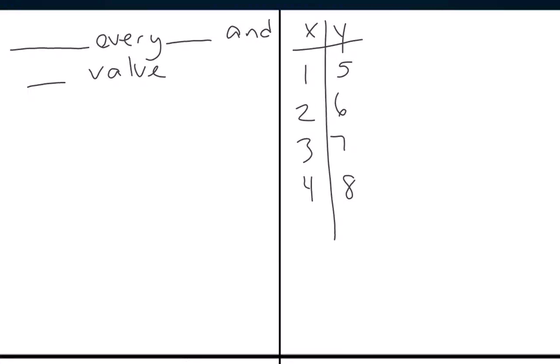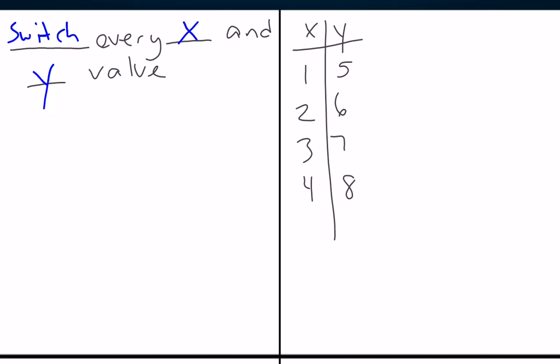Now we're going to talk about something called inverses. We're going to talk about how to find it from a list of points, from a graph, from an equation, and how to prove that two equations are inverses. If we have a list of points, what we're going to do is switch every x and y value.